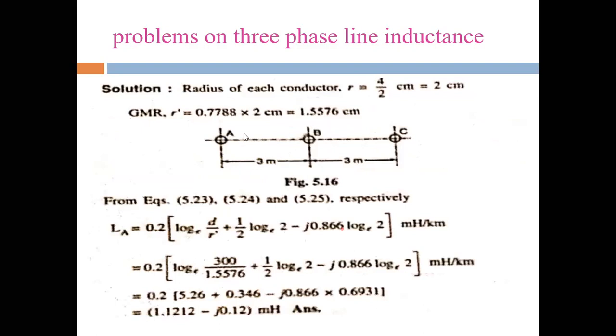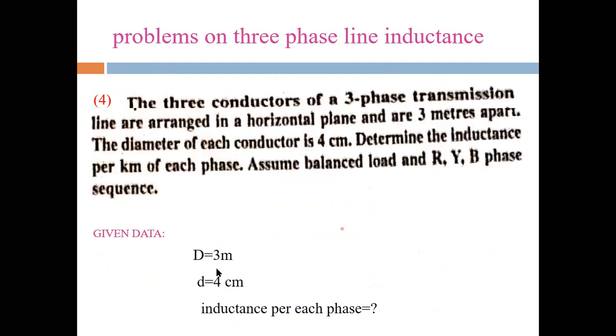Okay, this is the given diagram. Next one is coming to the solution. First of all, we calculate the radius, that is GMR. After that, we calculate the GMR. Okay, what is that radius? We are already given the diameter D and then we find out the radius R.